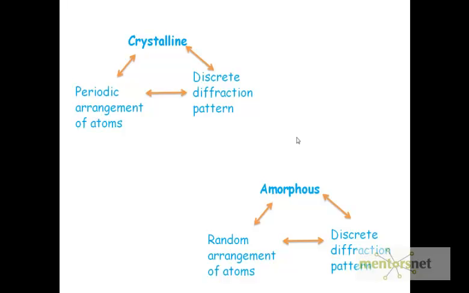All these 3 terms, loosely speaking, were considered to be equivalent: crystalline, periodic arrangement of atoms, and discrete diffraction patterns. Amorphous, on the other hand, had a random arrangement of atoms and gave a diffuse diffraction pattern. This would be a diffuse diffraction pattern.